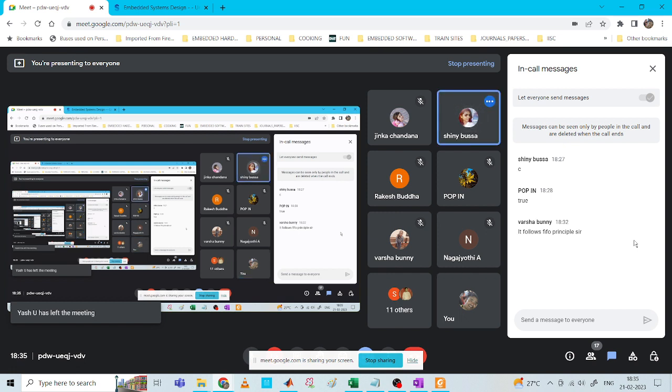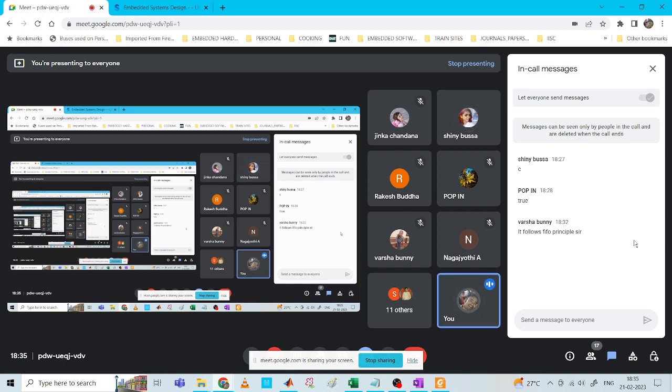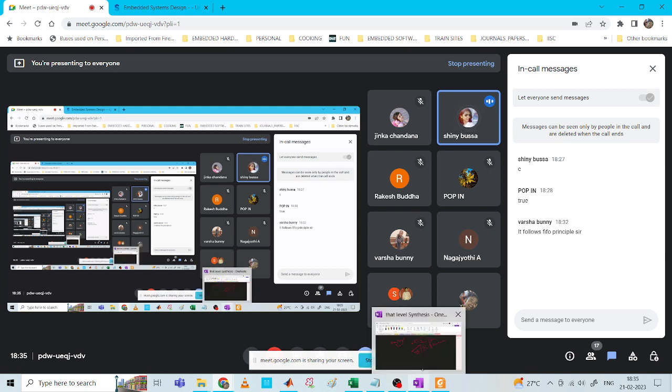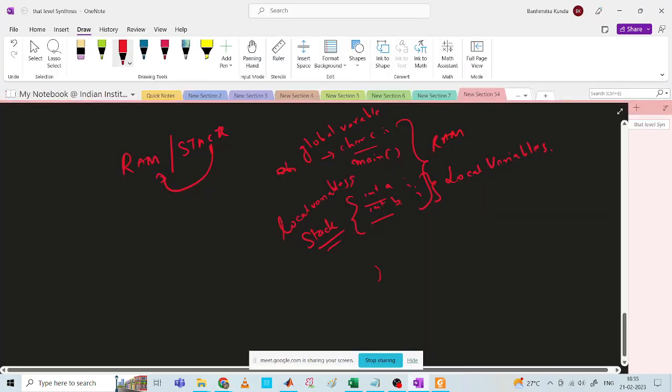Hello, sir. Basically, stack follows last in, first out. The last to be in is the first to be out. Yes. And heap is a type of tree structure, I think. Yes, but can you tell me from the embedded point of view, in what situation is heap used?